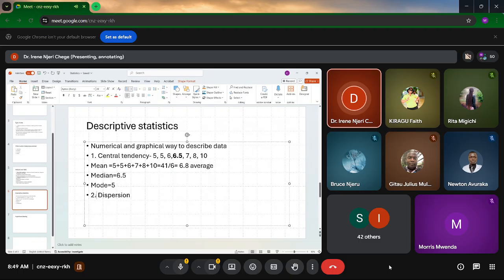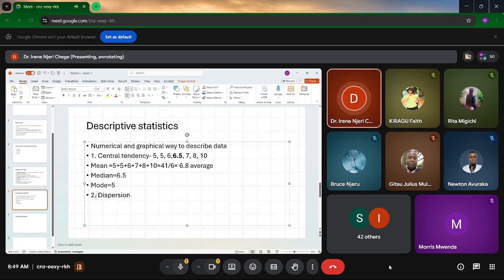Okay, so what am I doing? I am calculating the spread of my data from the mean. All these are 5, 5, 6, whatever. These are my data. I've sorted them from the first to the last. Then you get the median.